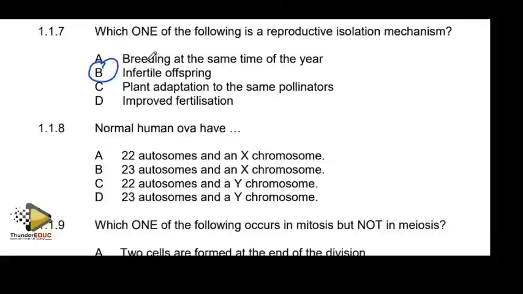Why? An example is a horse. You have a horse and then a donkey. When you cross the two, you've produced a male which cannot reproduce again. It is infertile. So it means that they are being separated. So the answer is B.